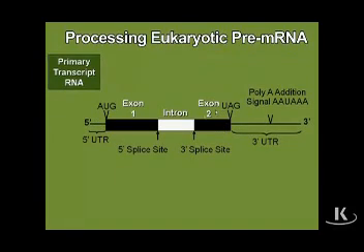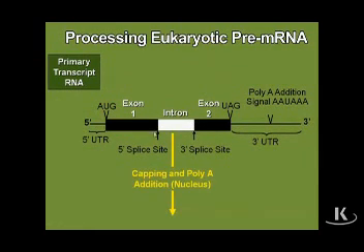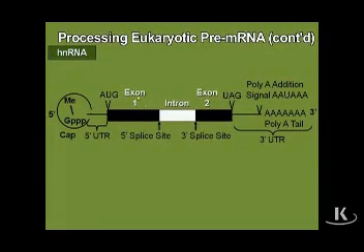So in order for our mRNA to mature, the introns have to be spliced out. They have to be spliced out. The mRNA has to be capped. There has to be a cap placed on the 5' end of the messenger RNA. And finally, there has to be a poly A tail placed at the 3' end of the messenger RNA. So those 3 maturation steps need to occur.